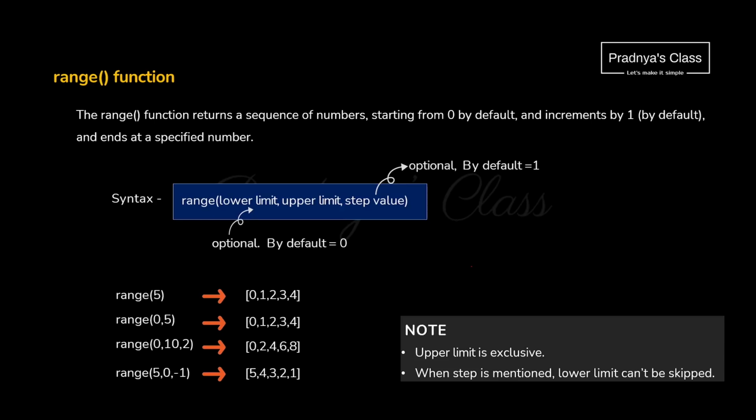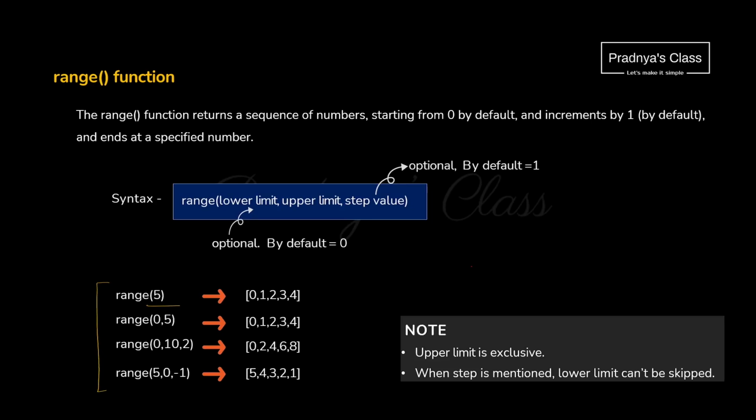Here is the range function. It generates a sequence of numbers. Look at the syntax. There are 3 parameters: lower limit, upper limit and step value. The lower limit and the step value are optional. The default value for the lower limit is 0 and the default value for step is 1. And one point about the upper limit, it is exclusive. Exclusive means we have to take one less than the mentioned limit. Hope you understood all the parameters. Let's check out some of the examples.